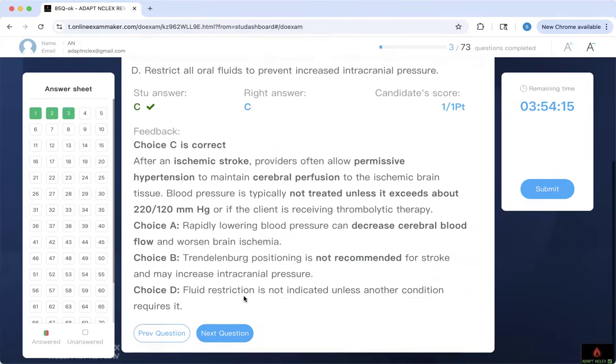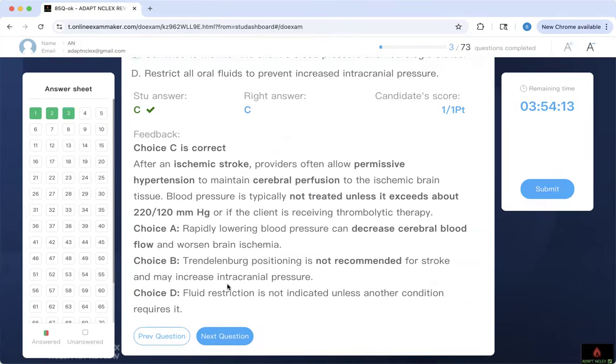Three questions. What is your score? And this is the explanation. You can take a picture of it. But in ischemic stroke, we allow permissive hypertension.